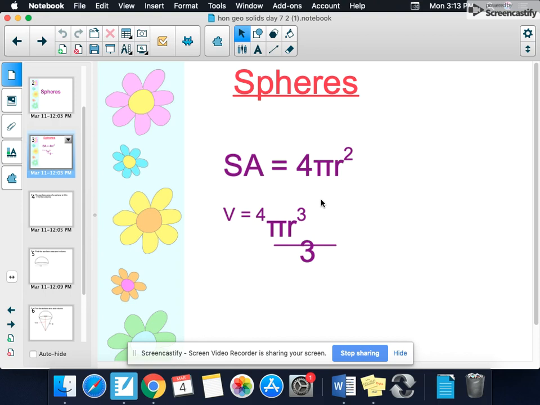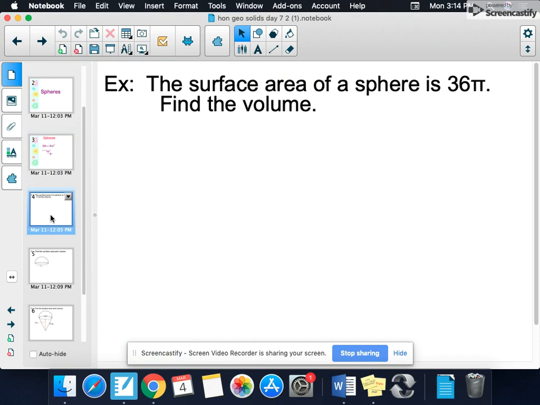All right, so today we're going to do surface area and volume of spheres. The surface area formula is 4 pi r squared, and volume is 4/3 pi r cubed. For our first example, they give us the surface area, which is 36 pi, and we have to work backwards to find the radius, so then we can plug that into the volume formula.